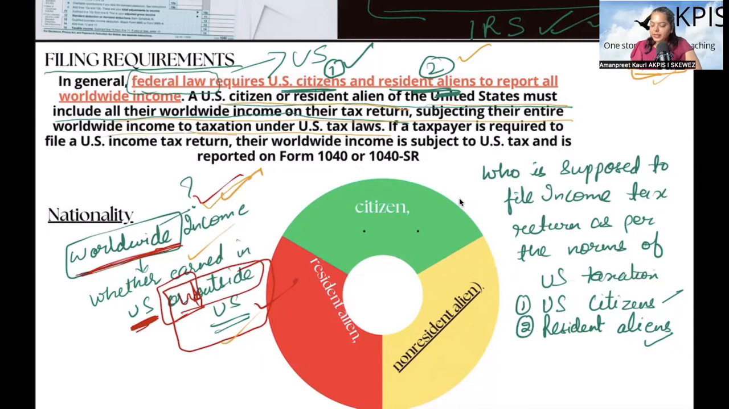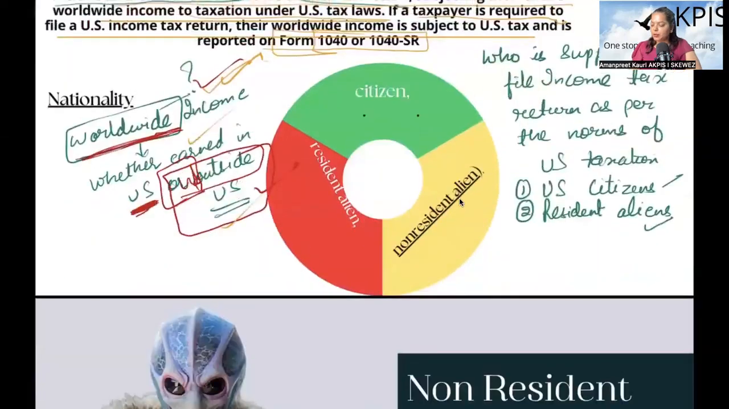Subjecting their entire worldwide income to taxation under the US tax laws, if a taxpayer is required to file a US income tax return, their worldwide income is subject to this, that we have already discussed, and it is supposed to be reported on Form 1040 or Form 1040 SR. Now let's discuss these forms also. Basically, Form 1040 is the individual income tax return for normal persons who are not yet senior citizens.